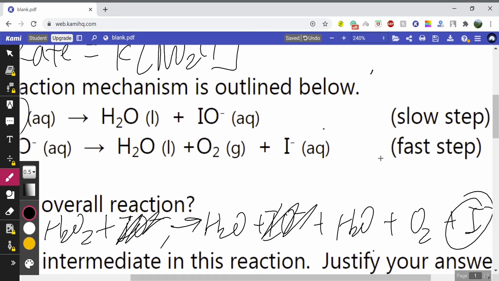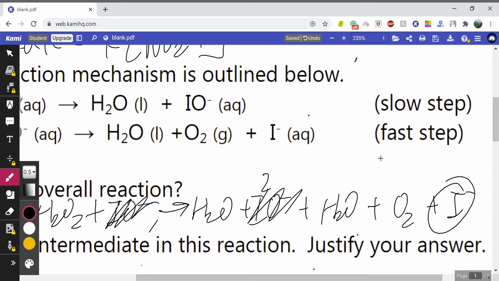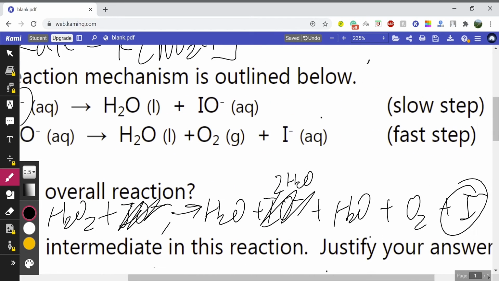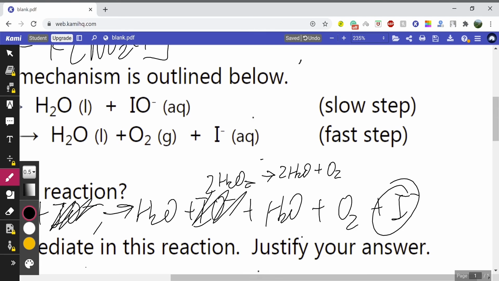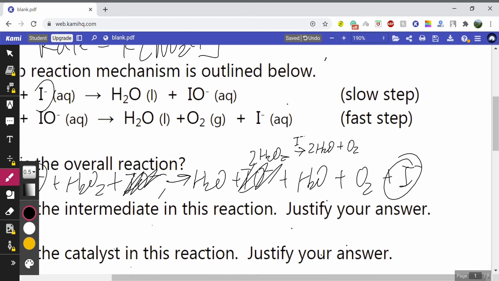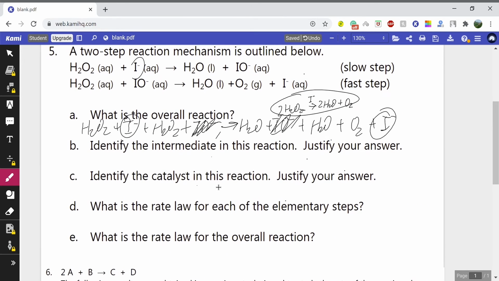Alright, so we have two H2O2s makes two H2Os plus O2. And we're ignoring the I minus because we're going to write the I minus over here. That's where the catalyst goes. In any given reaction, if there's a catalyst, it will go on top of the arrow. And this is our final equation. Alright, identify the intermediate. We just did, it's IO minus. And identify the catalyst, we just did, it's I minus.